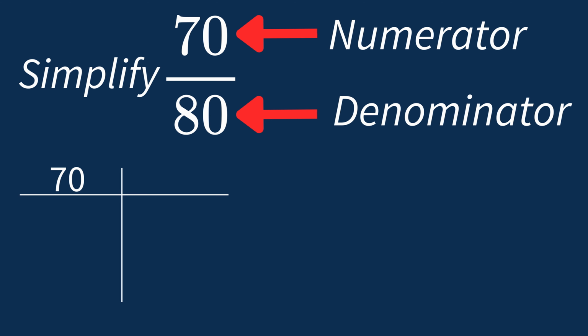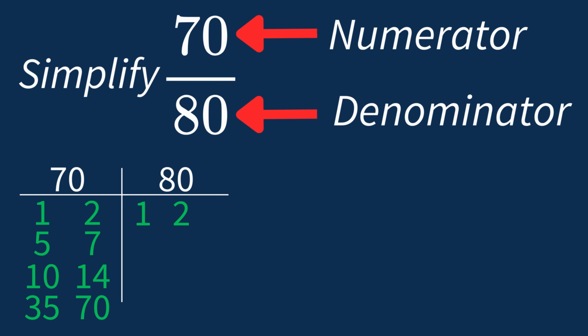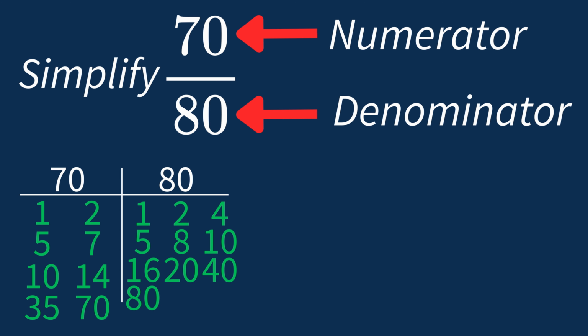For 70, the factors are 1, 2, 5, 7, 10, 14, 35, and 70. For 80, the factors are 1, 2, 4, 5, 8, 10, 16, 20, 40, and 80. So the largest common factor between 70 and 80 is 10.